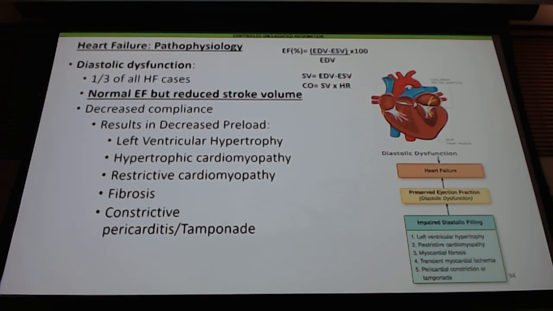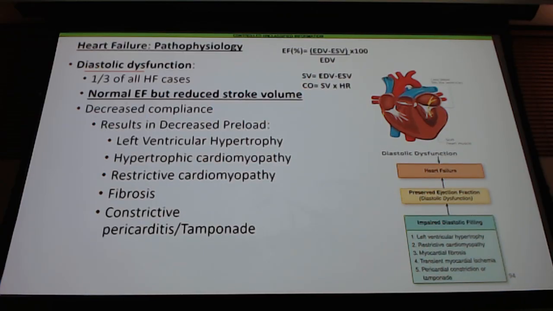Then we went on, we started talking about diastolic dysfunction, or HFpEF, and we talked about how the EF is normal, but we still don't have the cardiac output because we just don't have enough of a volume to generate a reasonable cardiac output to meet our demands.